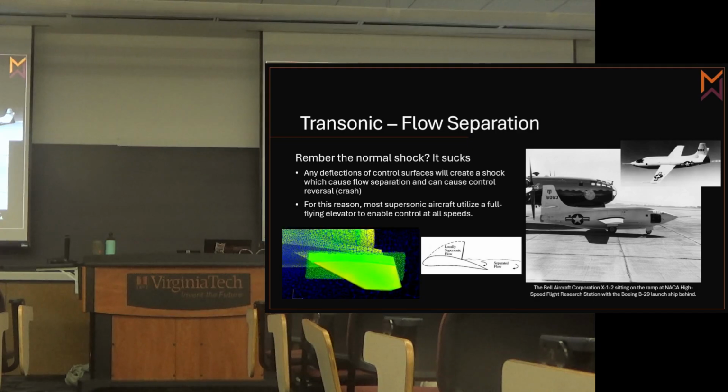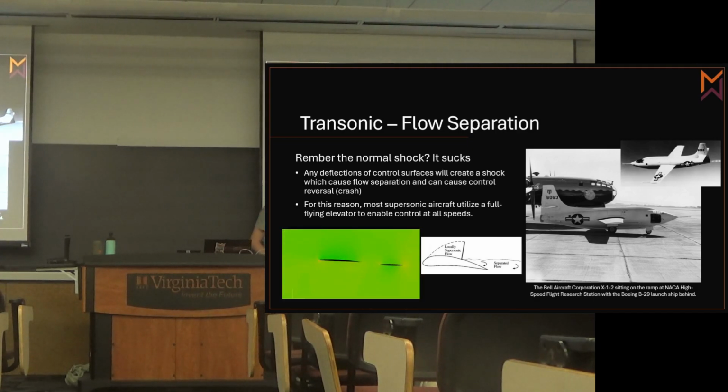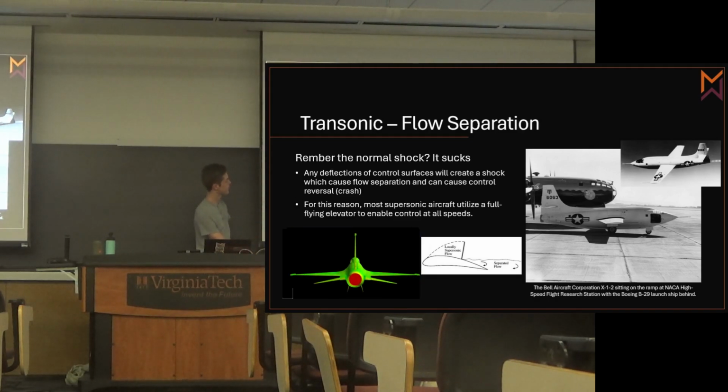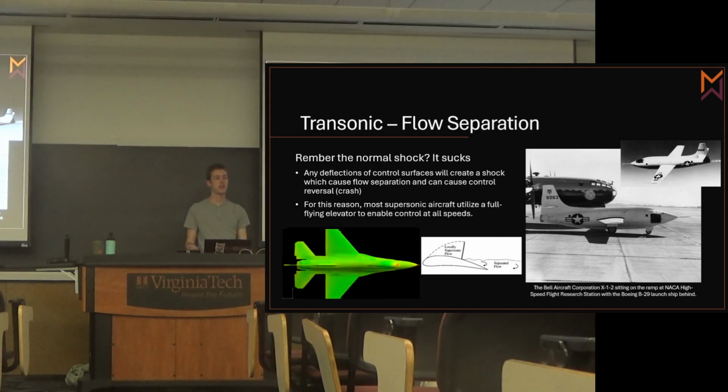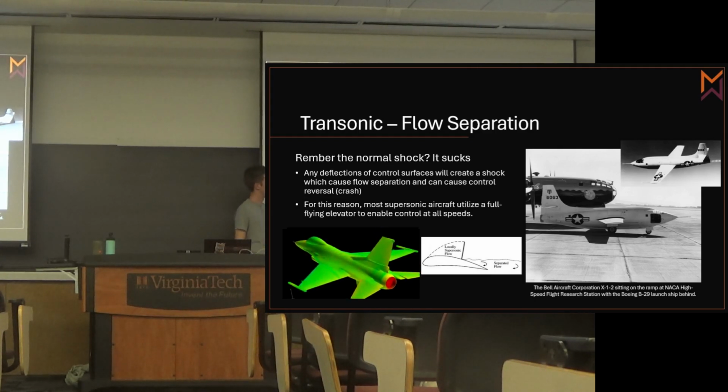So on this one, as I'm accelerating, I eventually exceed Mach 1, and I form a normal shock. One of our big problems with normal shocks is that they often cause flow separation. And flow separation creates a really turbulent boundary layer. And if I have a large section of separated flow from that, and my control surface is right here, my control surface can't do anything. It doesn't matter if I'm deflected down or up, I won't get any change.